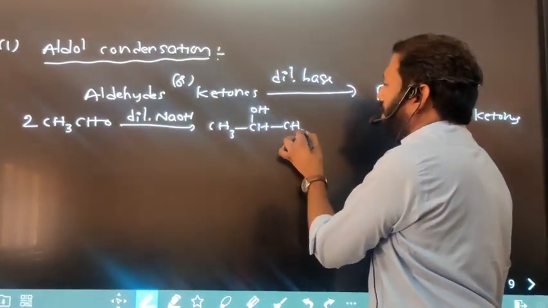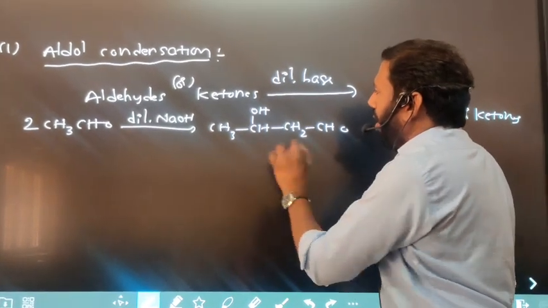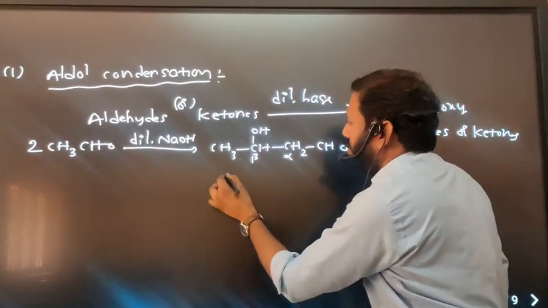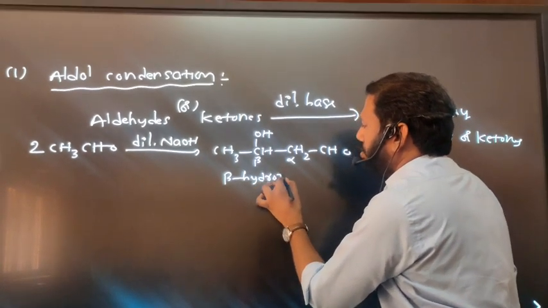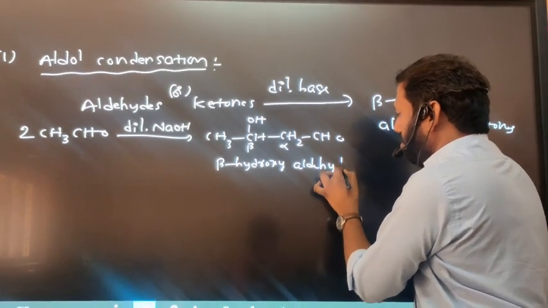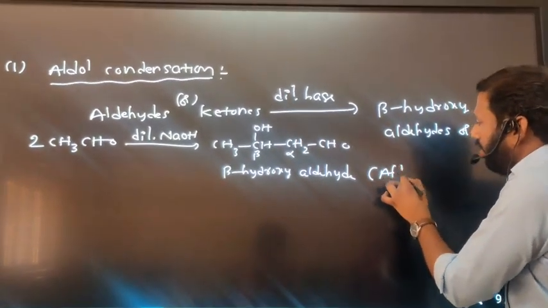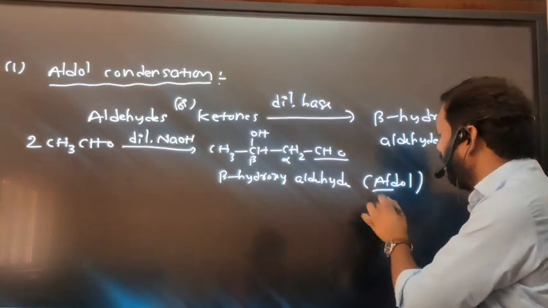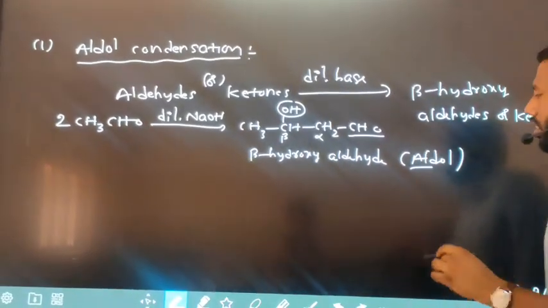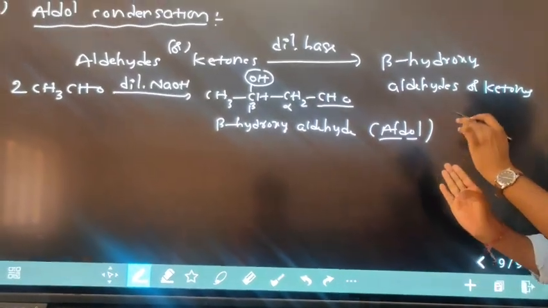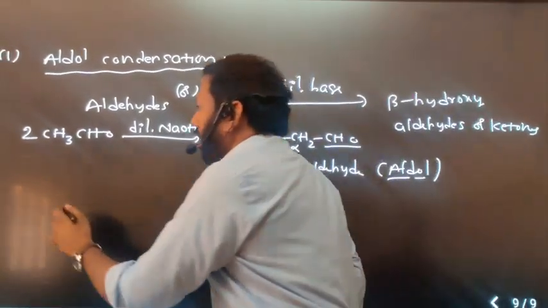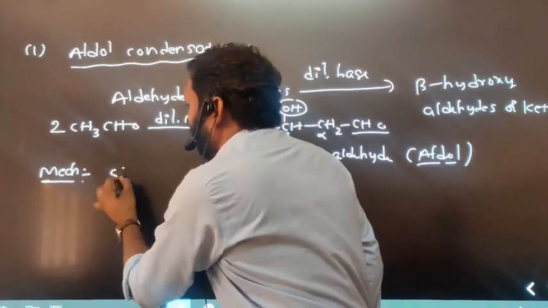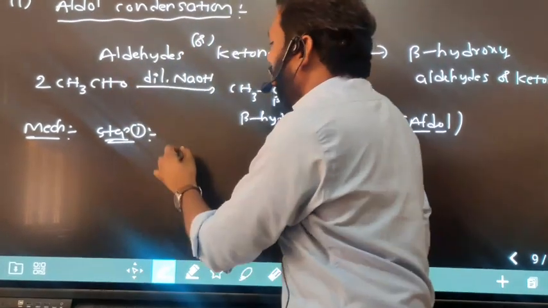CH3CHOHCH2CHO. This is called a beta hydroxy aldehyde because this is the alpha carbon and this is the beta carbon. Beta hydroxy aldehyde. It is also called aldol, because in this compound an aldehyde group is present, and an alcohol group is also present. That's why it is called aldol, and that's why it is aldol condensation. Coming to the mechanism, step 1 involves formation of a carbanion.